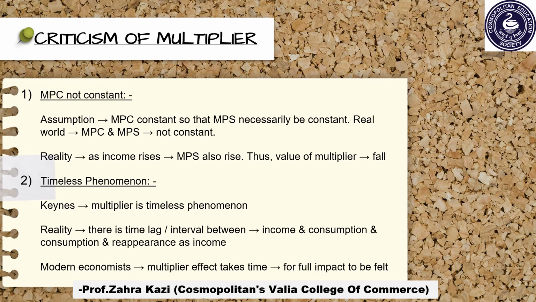Now let's understand the criticism of multiplier. It is also called limitations of multiplier. So the Keynesian theory of multiplier has certain limitations. Let's understand these limitations. The very first one is MPC is not constant. Now Keynes' concept of multiplier effect is based on the assumption that MPC is constant, so that MPS, that is marginal propensity to save, will necessarily be constant.